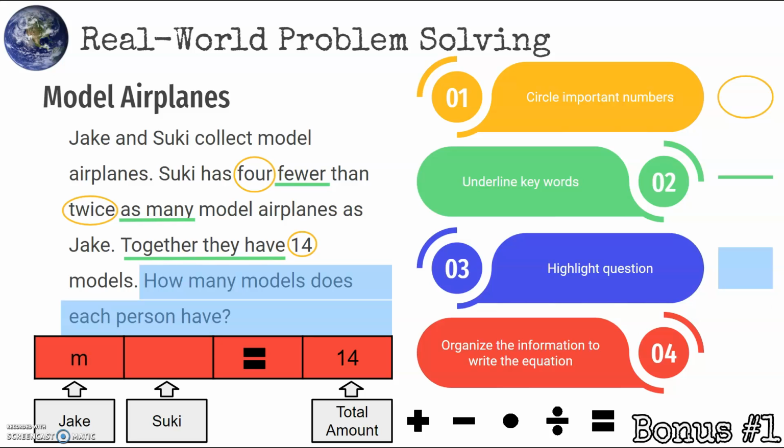Okay, so now Jake, we don't know how many he has. So I'm going to use M as my variable. It doesn't tell me how many Jake has. So M, we're not sure. Suki, though, has 4 fewer than 2 times as many as Jake. If Jake has M, Suki has 2 times M minus 4.